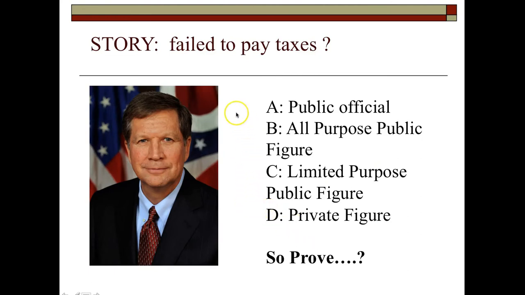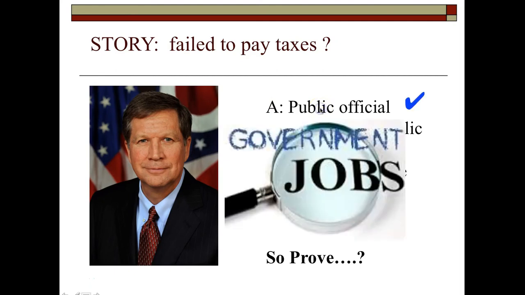Let's see if you can tell the difference between these types of plaintiffs. So this is Governor Kasich. What type of plaintiff would he be? Hopefully you recognize that he is a public official. Why? Public officials are defined by people who hold government jobs, but also they have to have a high level of responsibility so that the public has an interest in their exercising their governmental powers. So Governor Kasich is easily a public official.